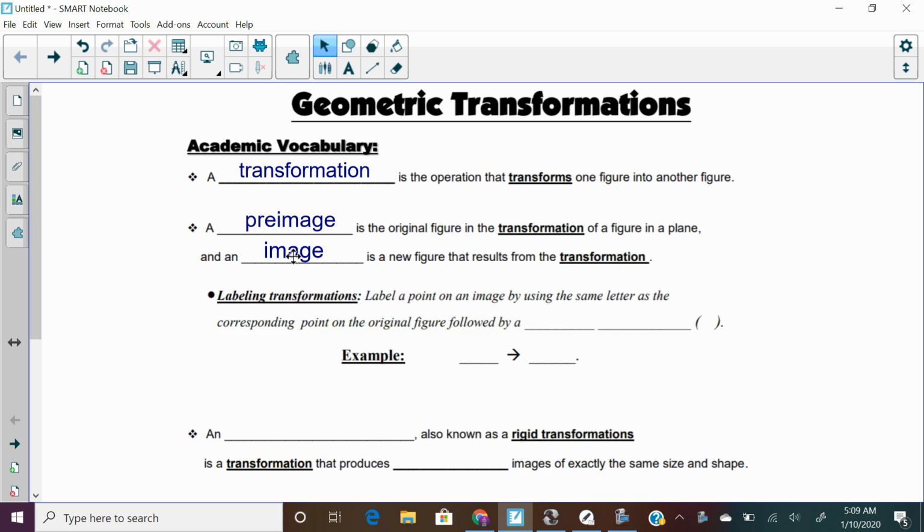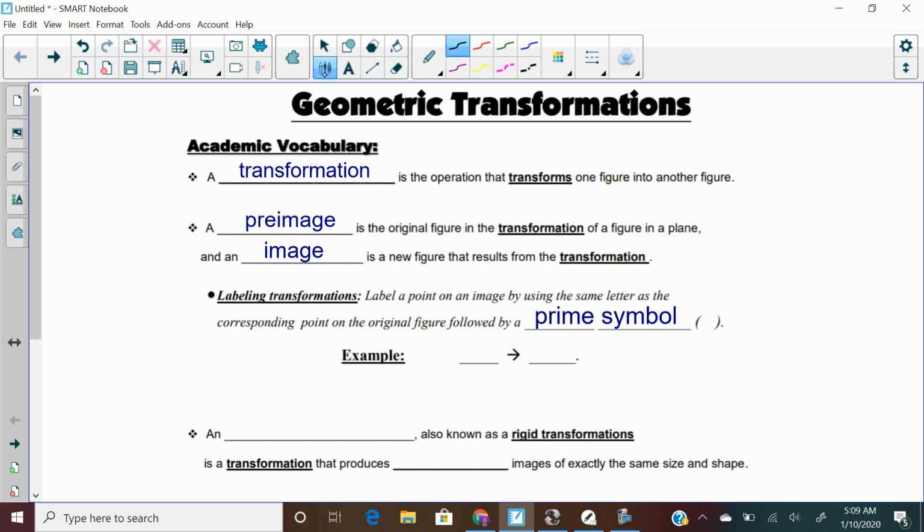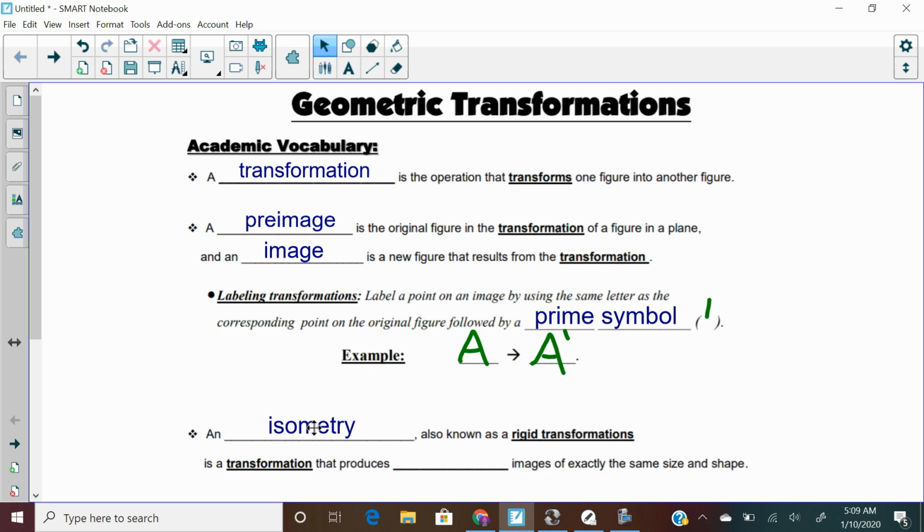To label it, we label a point on an image by using the same letter as the corresponding point on the original figure, followed by a prime symbol. For example, if my preimage is A, my image would be A prime. An isometry, also known as a rigid transformation, is a transformation that produces congruent images of exactly the same size and shape.